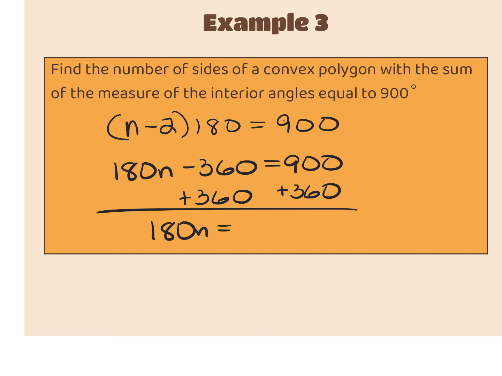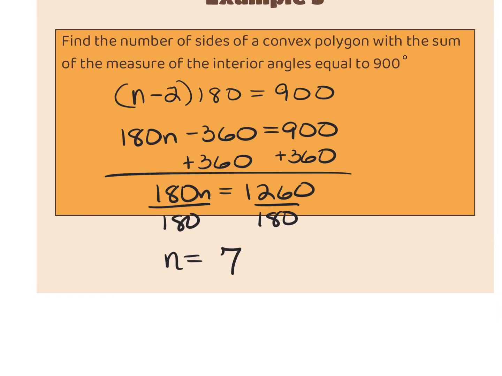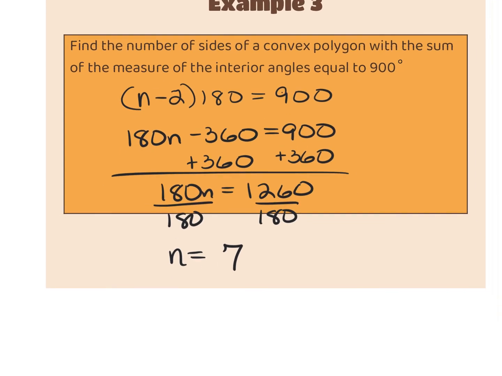180n is equal to 1,260. I now need to divide both sides by 180. And n equals 7. So the number of sides in my polygon is 7, making this polygon a heptagon.